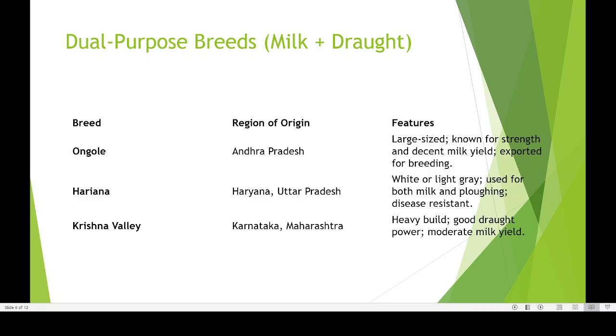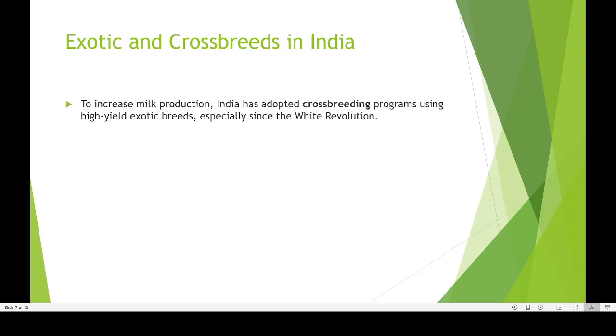Then Krishna Valley. Krishna Valley is from Karnataka or Maharashtra. They have a very strong build. Then good cow, good draught power, meaning capable of work, high work efficiency. Then moderate milk yield. So these kinds of breeds are used as worker cows as well as milk-producing cows. That is why they are known as a dual purpose breed. I'm not going into the photos of that.